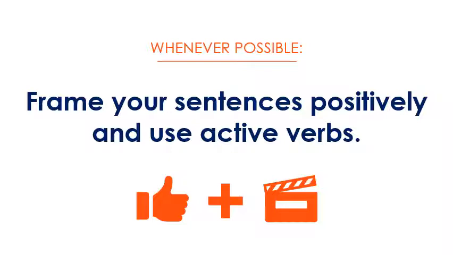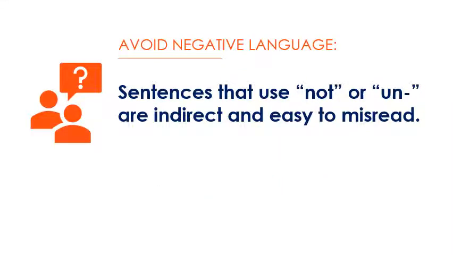These are verbs of action as opposed to verbs of being or possession, the latter including verbs like to be and to have. We frame our language positively and we write using active verbs for two main reasons. First, because negative language, language that uses not or un, is indirect and it's easy to misunderstand. By definition, when you're using negative language, you're taking an indirect path to your meaning. You're saying what something is not rather than what it is. And also, you're using little words that your reader can very easily overlook.